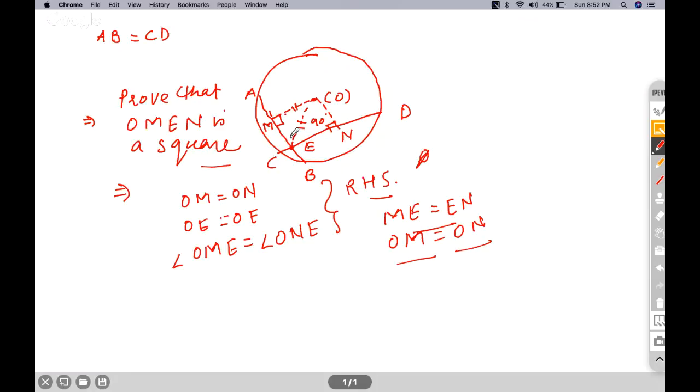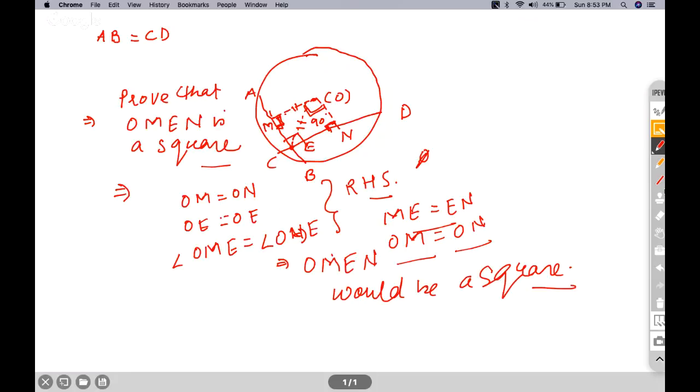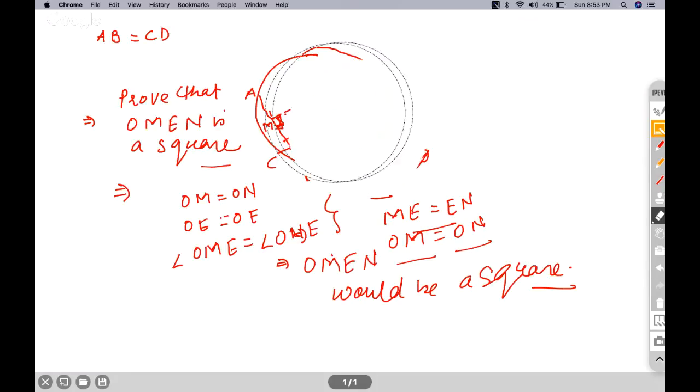Now I need to show that this is already 90 degree. So this and this is already 90 degree. So two angles are 90 degree. What about the other two angles, this and this? That doesn't need to be proved. You can write that if these two angles are 90 degree, OMEN would be a square. So that's how you get the answer of this question.